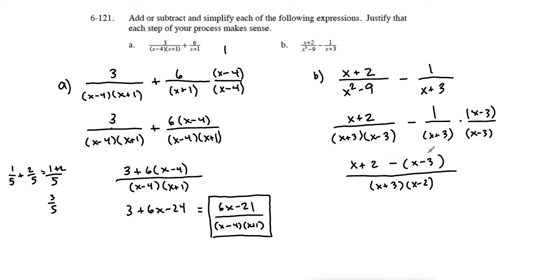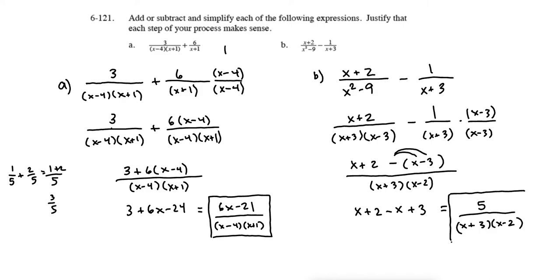But then we're going to have to distribute the negative through. So we're going to say x plus 2 minus x minus negative 3, which is going to be like plus 3. So minus x plus 3. And that would end up being 5 over our denominator. So we have x plus 3 times the quantity of x minus 3. That would end up being our answer for that one.